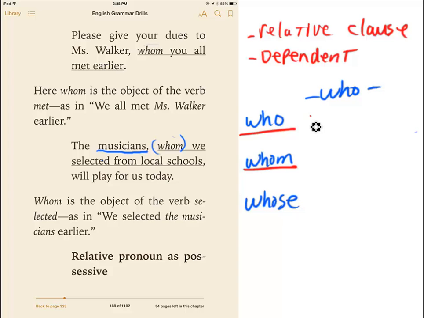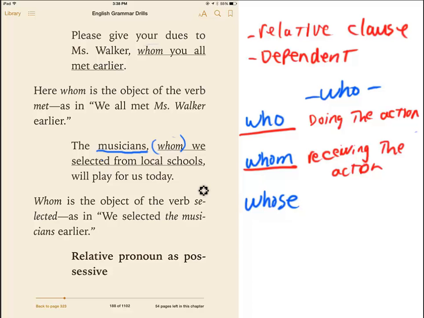This is doing the action. This is receiving the action. The object is receiving the action. The subject is doing the action. So the musicians whom we selected earlier, it's the object because they are being selected.